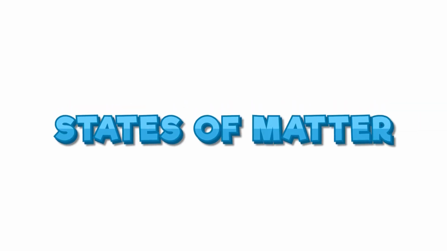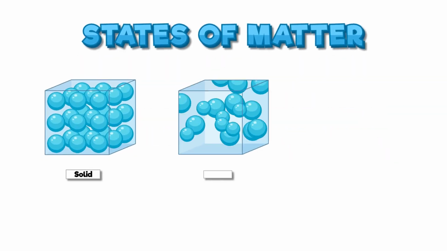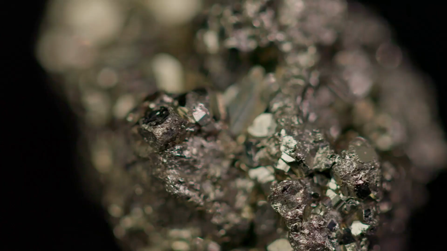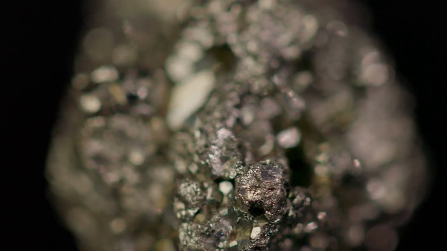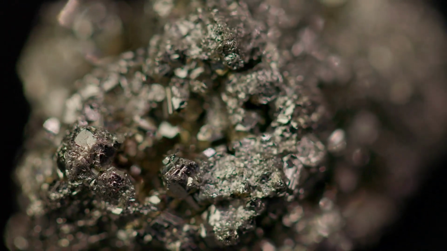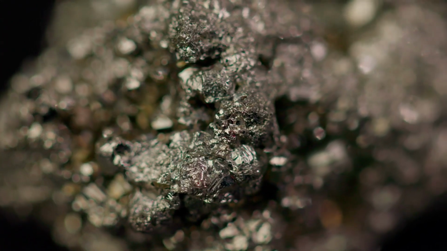In solids, particles are tightly packed in a fixed, orderly arrangement. This gives solids a definite shape and volume. Examples include ice, diamonds, and metals, which are all characterized by their rigidity and structural integrity.